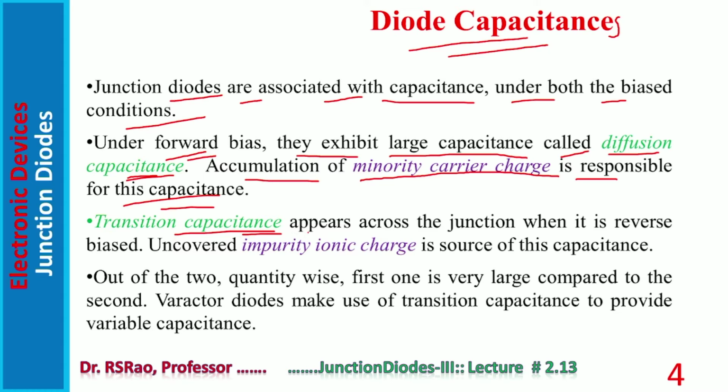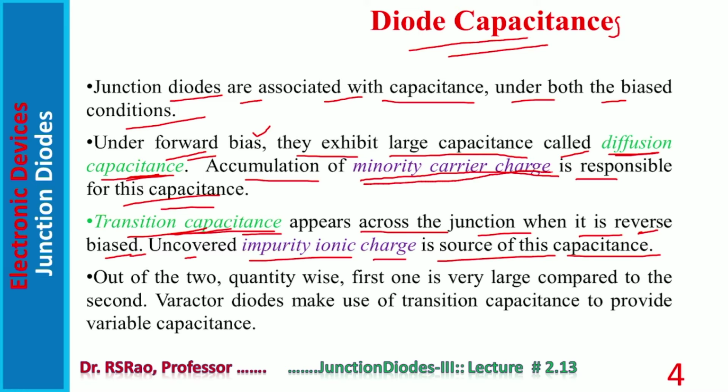Transition capacitance appears across the junction when it is under reverse biased condition. Uncovered impurity ionic charge is the source of this capacitance. Note, under forward biased condition, diffusion capacitance exists. Under reverse biased condition, transition capacitance exists. Accumulation of minority carrier charge is responsible for diffusion capacitance. Presence of uncovered impurity ionic charge is responsible for transition capacitance. These two points are the basics, the fundamentals regarding the capacitance of PN junction diodes.